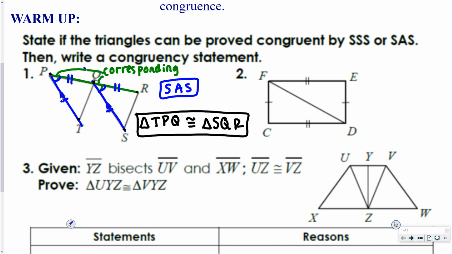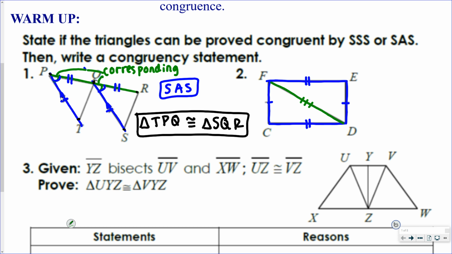In number 2, all that's marked for me are these two congruent sides, CF and ED, and these two congruent sides, CD and EF. And I see that they share this third side. There's nothing marked about the angles. There's no right angles marked, no parallel lines or anything like that. But what do I know about this side? It's shared, which means it's congruent to itself, right? Technically, the reflexive property. You didn't have to state all that.